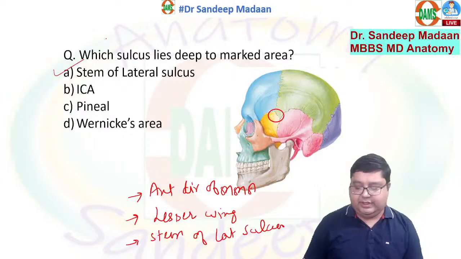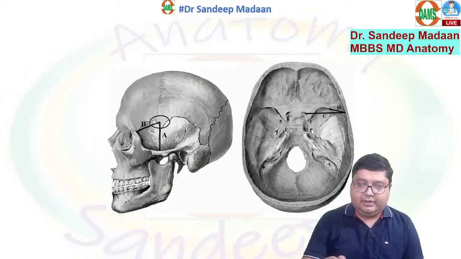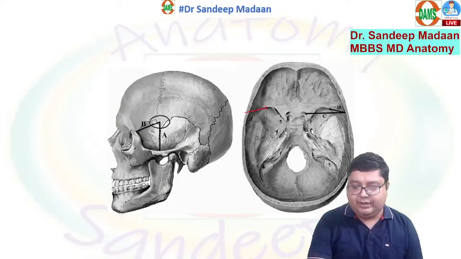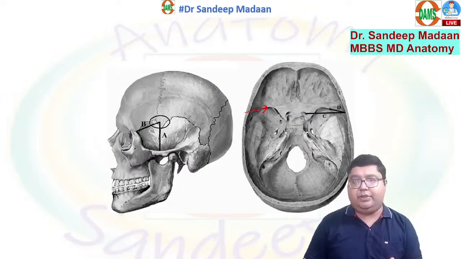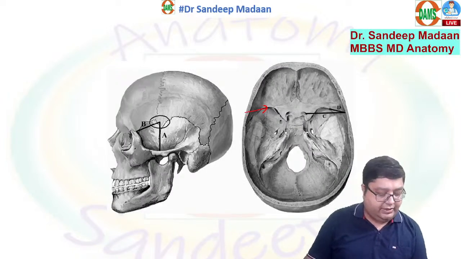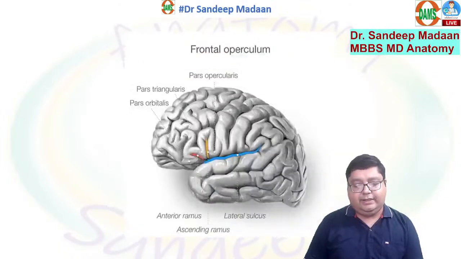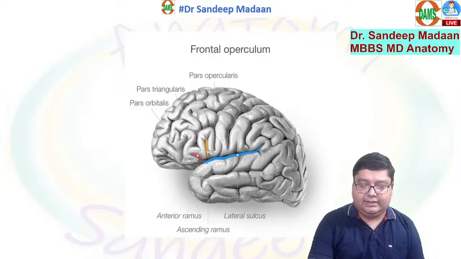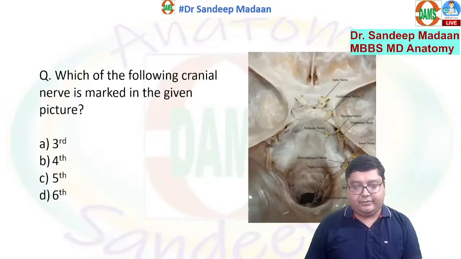So A will be the answer among these, right? Here you can see this is the pterion; deep to it is the lesser wing if they ask the bony area. Otherwise the artery we know, the anterior division of the middle meningeal artery, that will be outside the dura but deep to the bone. And then this is the lateral sulcus. You can see the stem of the lateral sulcus is relevant here, right?